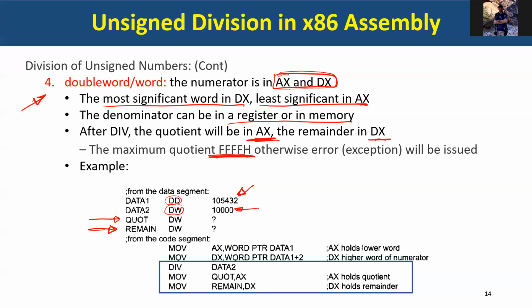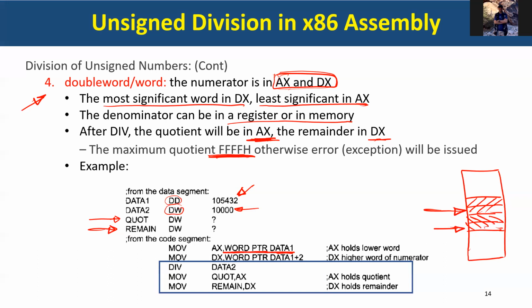But since data 1 is a double word and AX is only one word, you said word pointer. That means take one word of data 1. Which word of them? The one pointed to by data 1. So data 1 is a double word, so 2 words basically. You have here 2 words, this word and that word. The address of the first one is that location, and the address of the second one is that location.